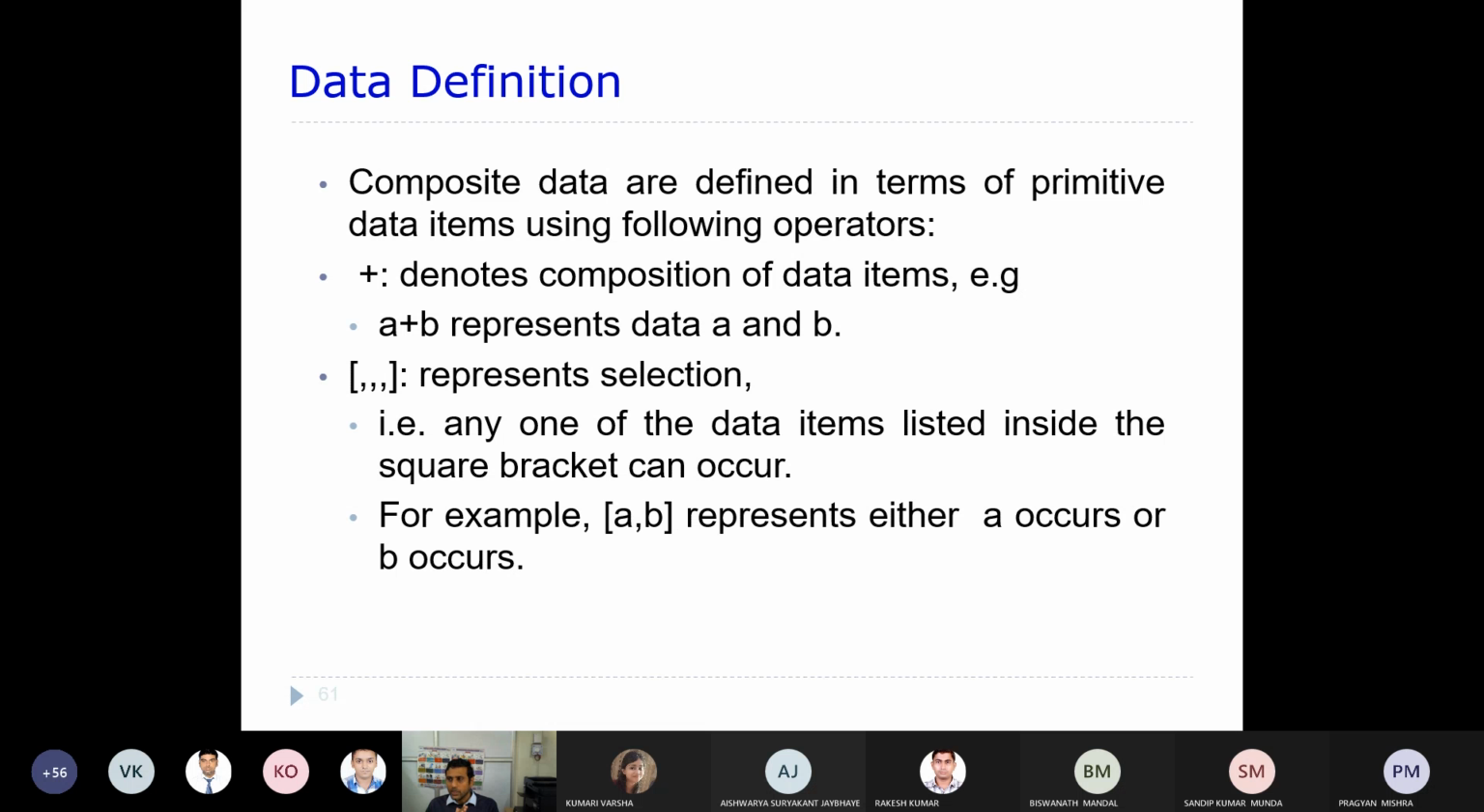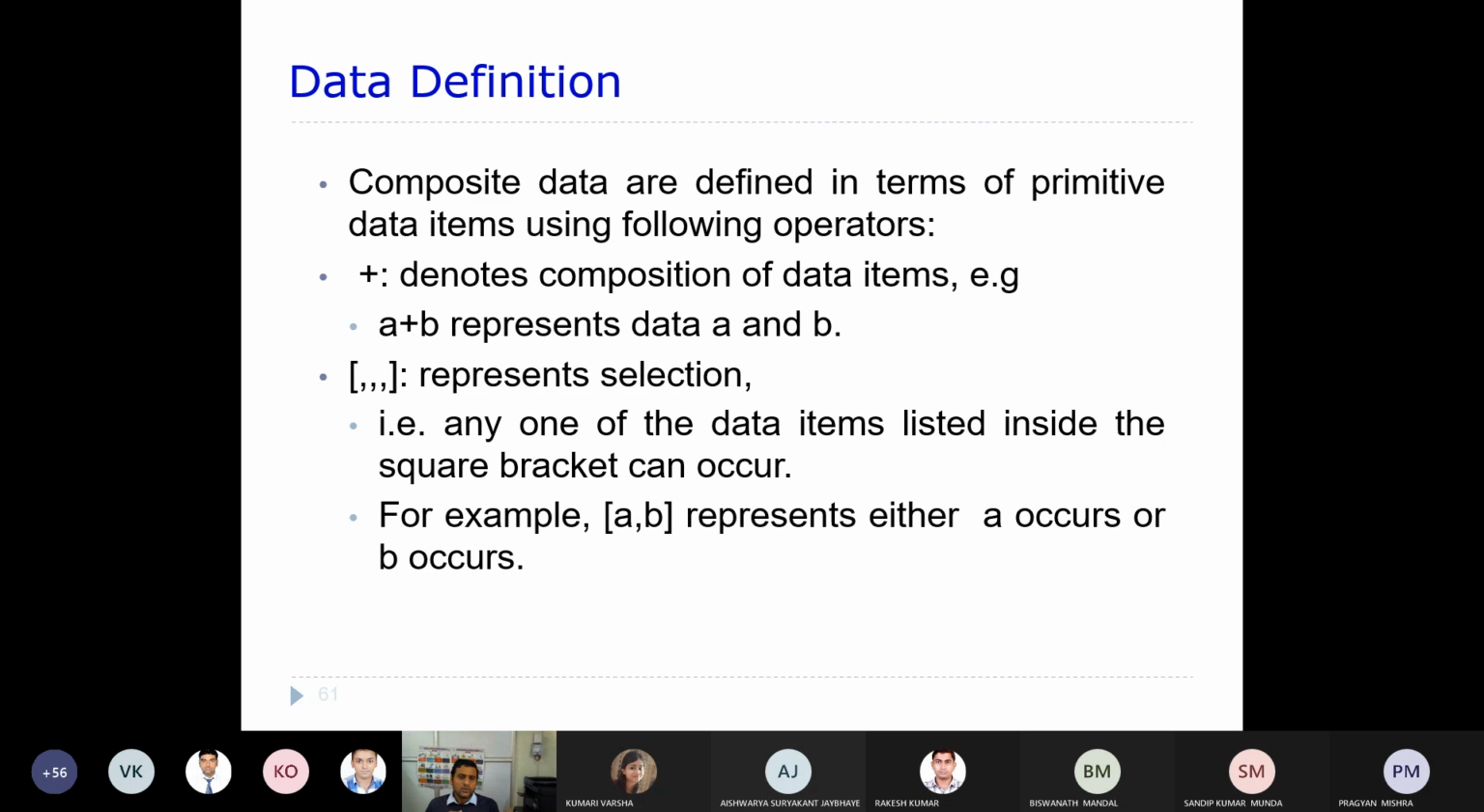That is the reason why, in the previous slides, I gave you an example of gross pay. Gross pay is the basic pay plus the overtime pay. That means the plus operator is exactly going to represent that. So gross pay is a composite data item, right? It's a combination of 2 data items, so that can be represented through plus.